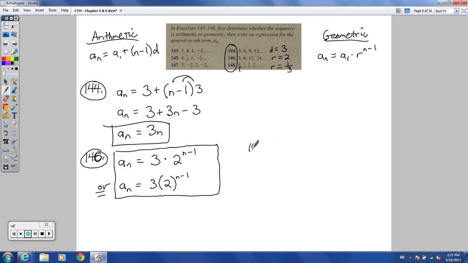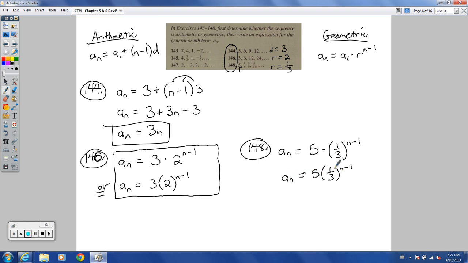And then 148, use the same formula, start with that. A sub n would equal your first term, which is 5, times the common ratio, 1/3, and we are raising that to the n minus 1 power, so it would look like that. If you wanted to write it like that, that's fine. If you wanted to write it without the dot in between, that's fine too.